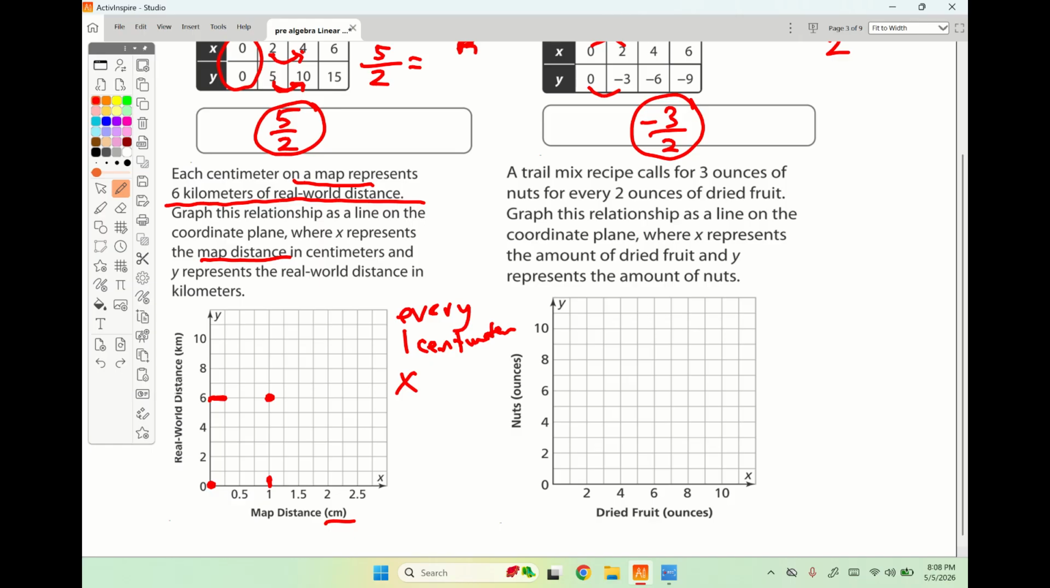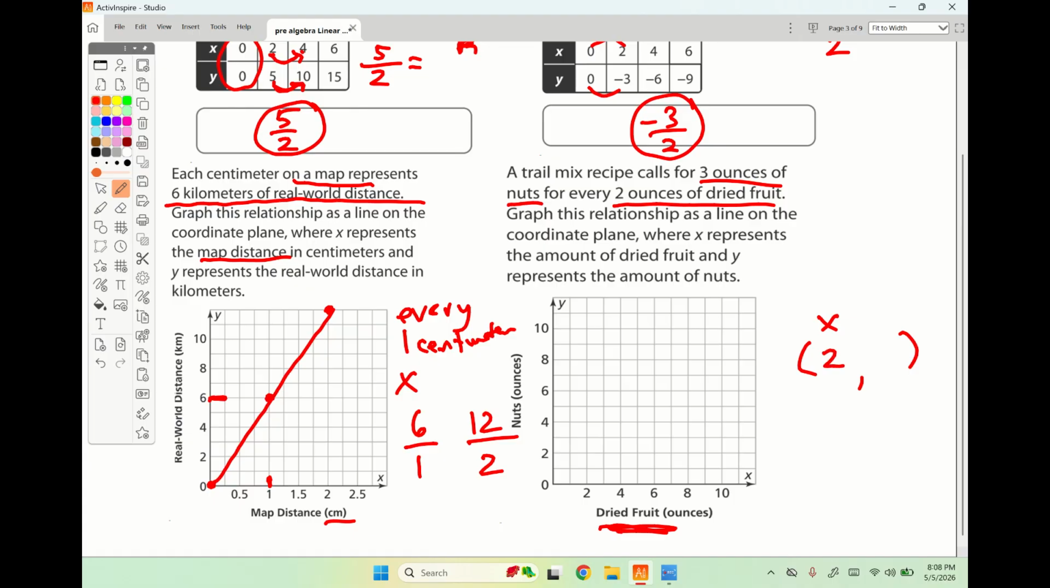Alright, same thing here. 3 ounces of nuts, 2 ounces of dried fruit. So dried fruit is your x, because it's on the x-axis. And 3 ounces of nuts is your y value, because it's on the y-axis. So you just graph 2, 3, mark your 0, 0. And you can follow that same pattern going up. Every 3 is 2, every 3 is 2, because your slope is 3 over 2. And we graphed it.